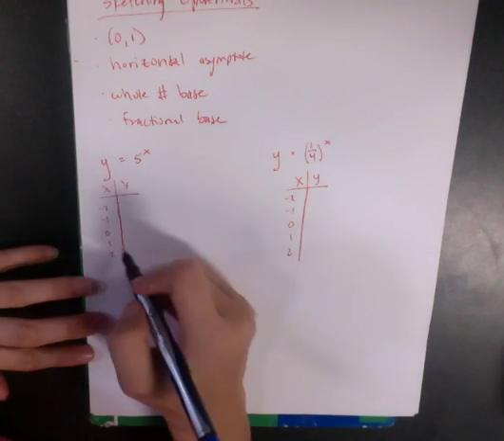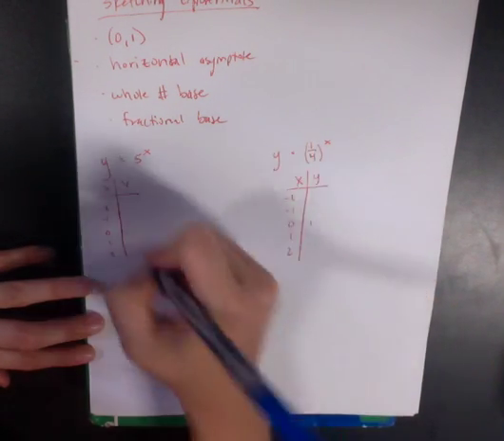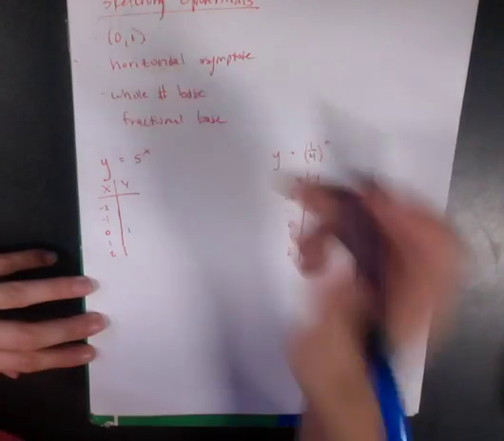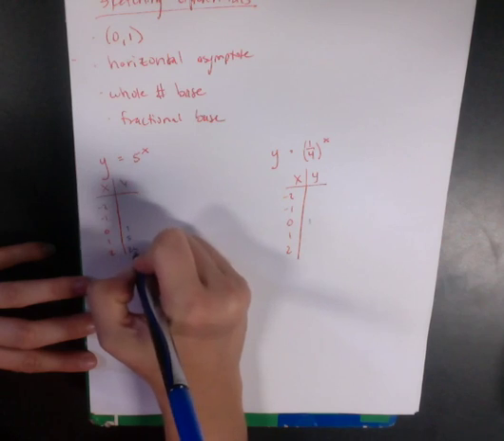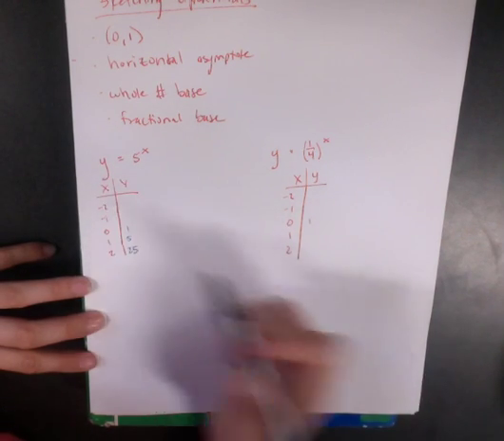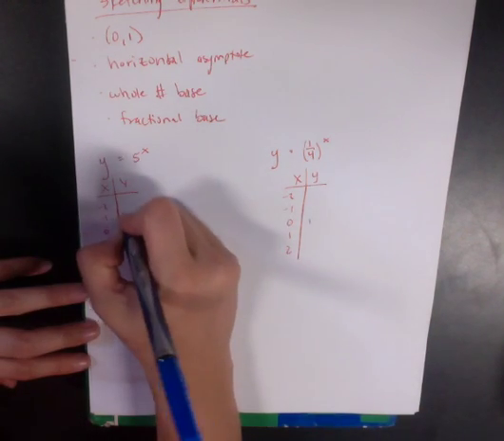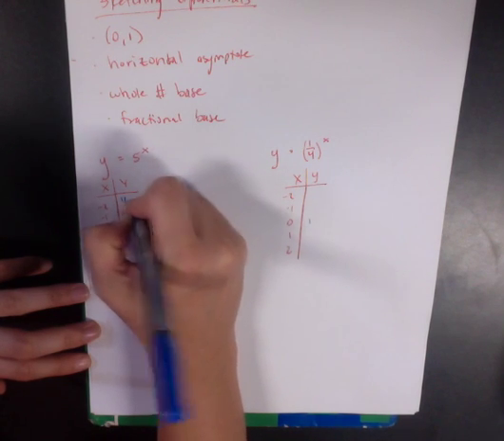Now we know that for both of them at 0 our y value will be 1, because that's one of our definitions. Now, 5 to the 1 gives me 5. 5 squared gives me 25, right? And negative 1 and negative 2 give me the reciprocals, 1 over 5 and 1 over 25.